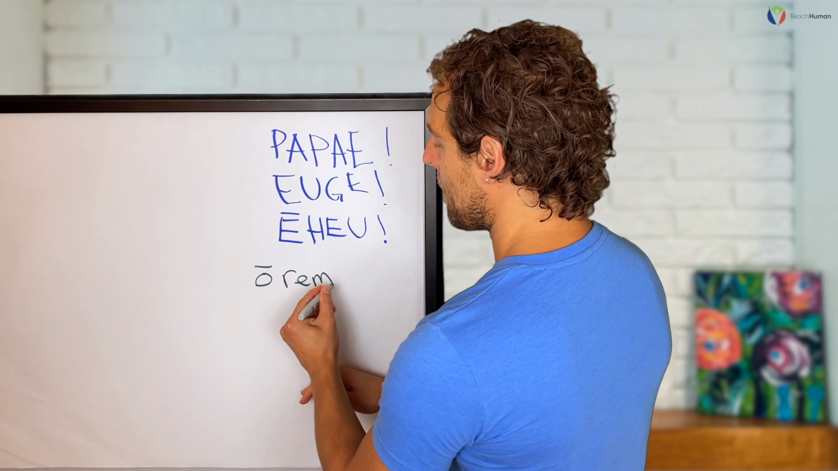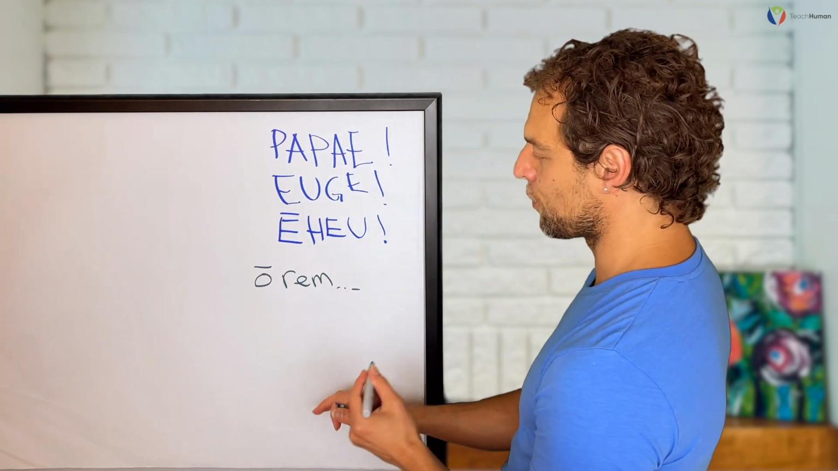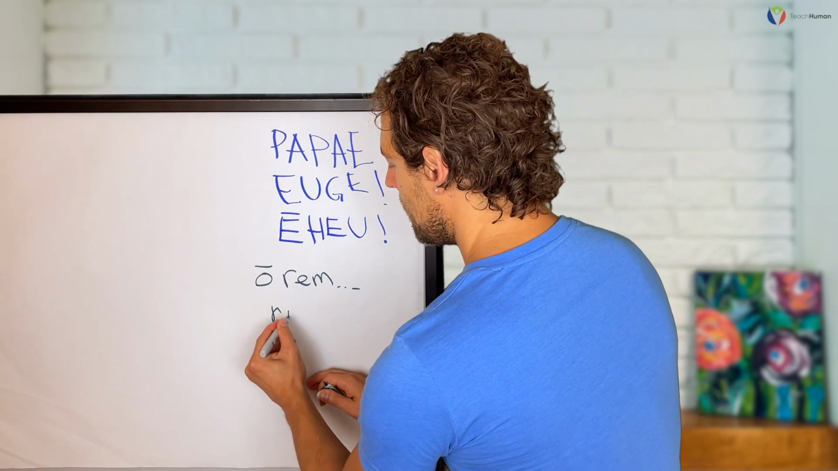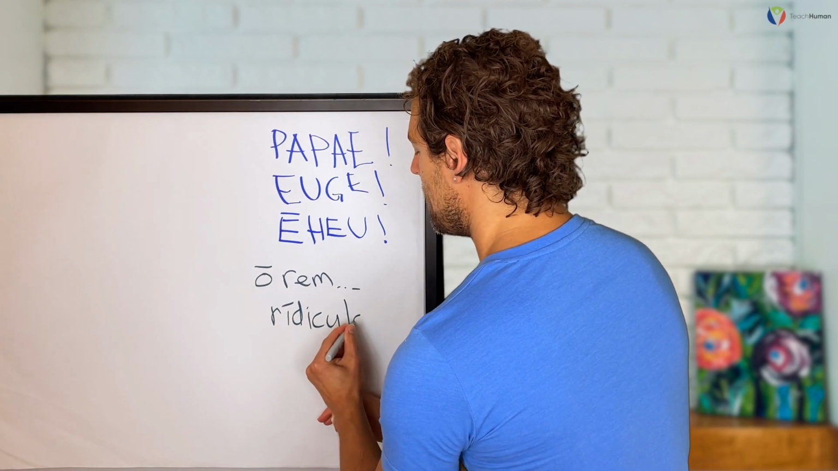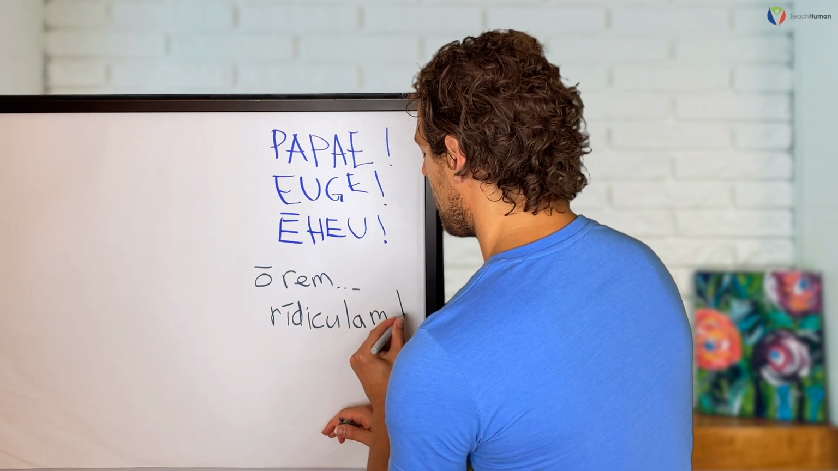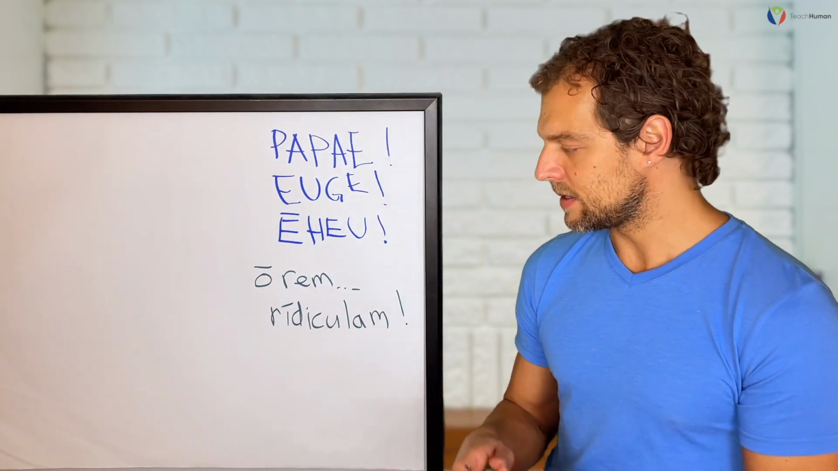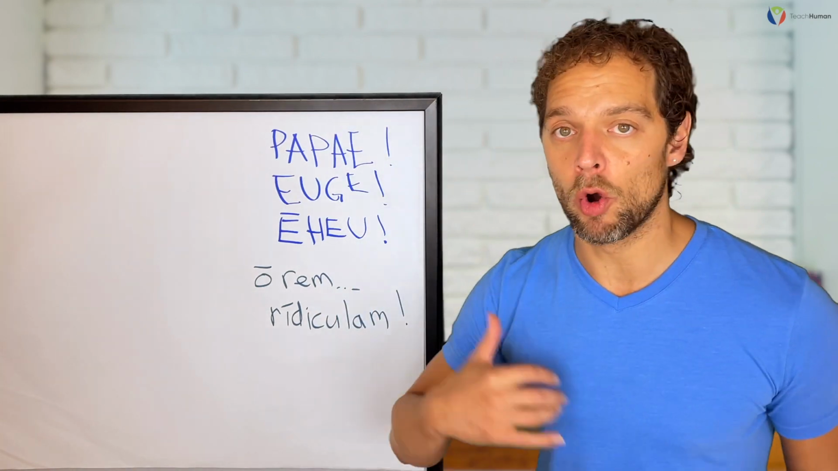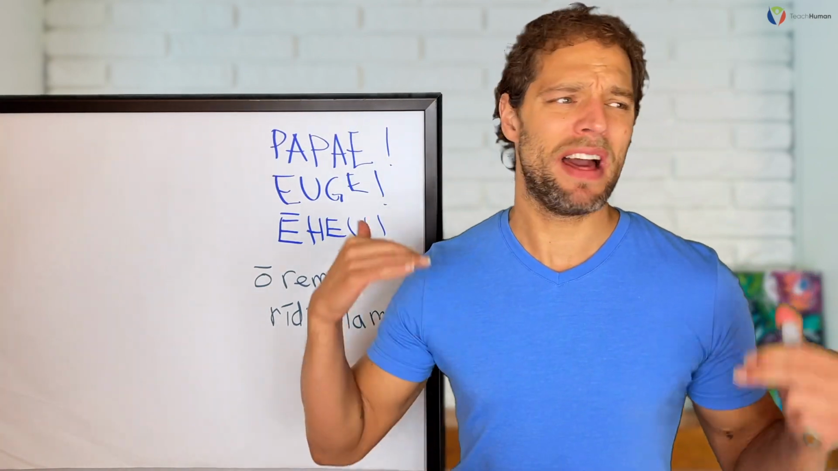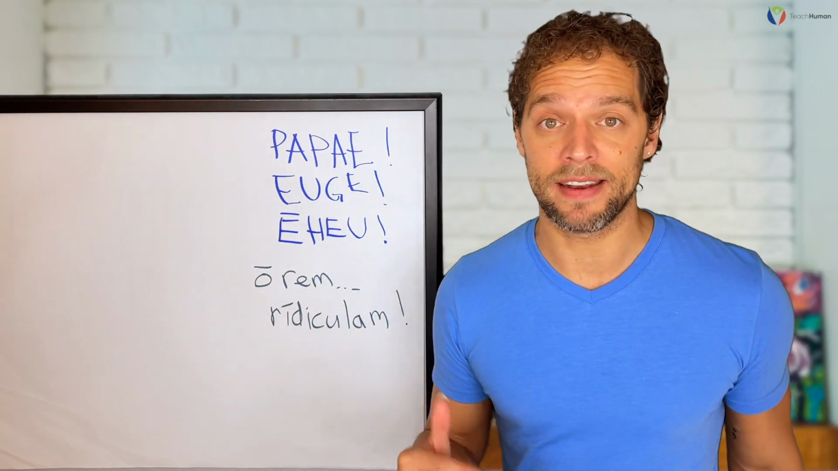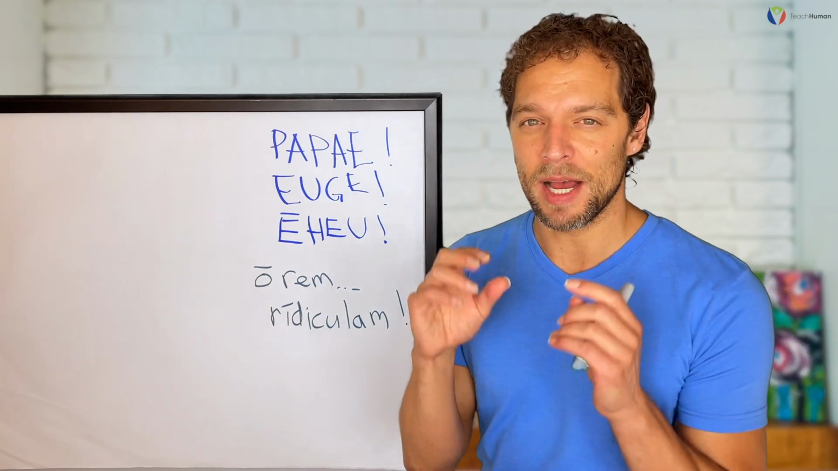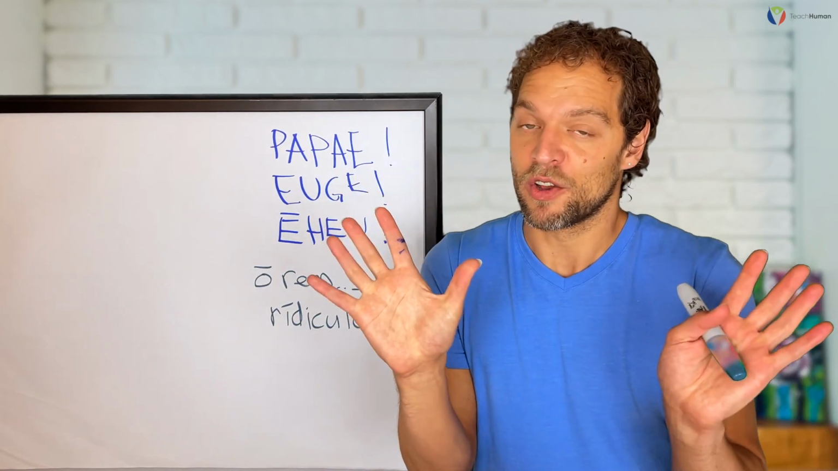Orem. I give them three. Orem ridiculam. And I tell them, this is like, oh, what a laughable thing. Oh, what a ridiculous thing. But it's basically like, oh, that's ridiculous, right? Orem ridiculam. You sneak in right off the bat, and there'll be another video about teaching advanced grammar.